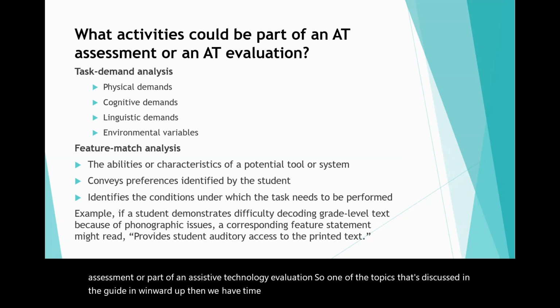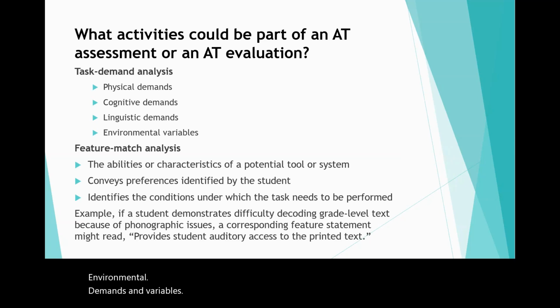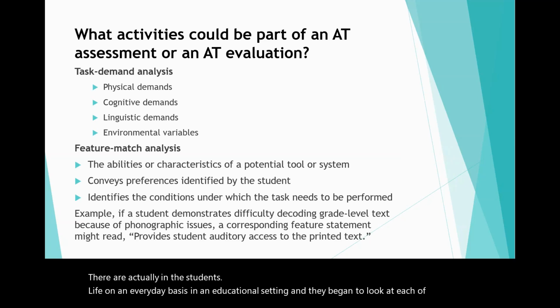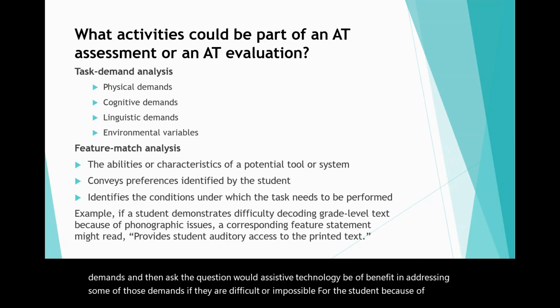So one of the topics that's discussed in the guide in way more depth than we have time for today is the idea of task demand analysis. In that kind of analysis, the team asks questions about the physical, cognitive, linguistic, and environmental demands and variables that are actually in the student's life on an everyday basis in an educational setting. And they begin to look at each of those demands and then ask the question, would assistive technology be of benefit in addressing some of those demands if they are difficult or impossible for the student because of their disability?